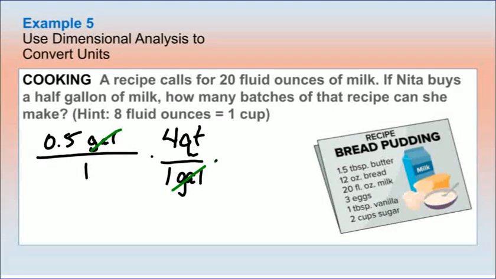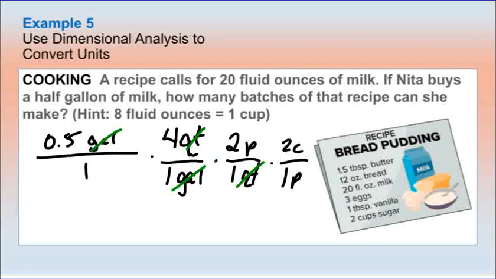Now from here, I need to get to fluid ounces as my final answer. So I need to go from quarts, and let's think quarts, I know that there are 2 pints in a quart. So 2 pints in 1 quart. That means the quart labels divide out, and now I'm left with 2 pints. And I know that there are 2 cups in 1 pint. So 1 pint is the same as 2 cups. Now my pints label divides out. And now I know right here, 8 fluid ounces is 1 cup. So 1 cup is the same as 8 fluid ounces. And the cup labels divide out.